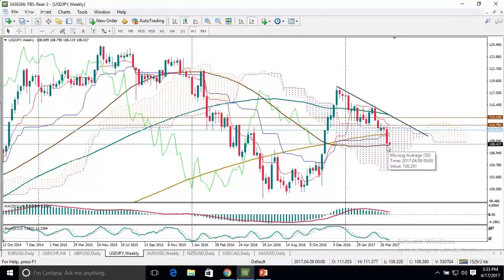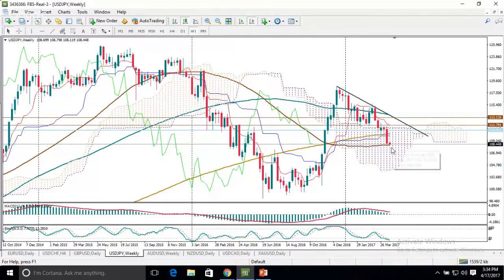We are now at the middle of the cloud. The pair broke below the 200-week moving average at the level of 110.27, and it currently is trying to find refuge at the 50-week moving average located at 108.30.